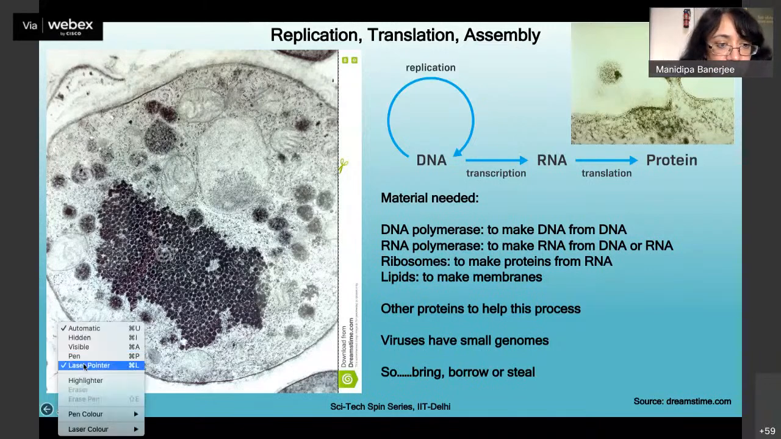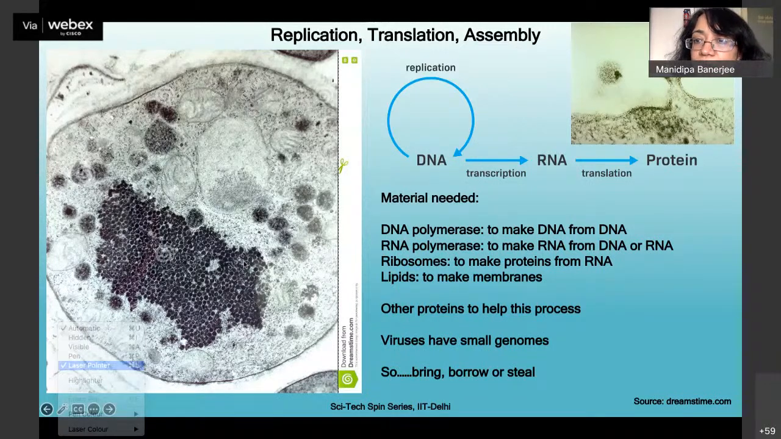Just a second. I can remove this window a bit.